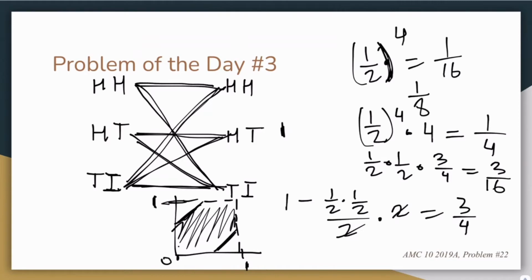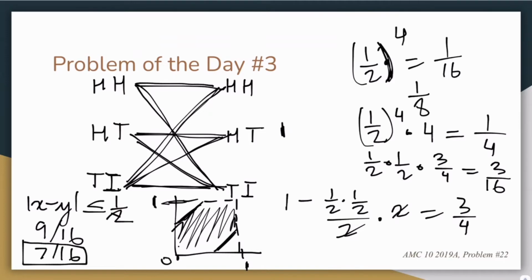The total probability that the absolute value of x minus y is less than or equal to 1/2 is then just 9/16. So the probability that the absolute value of x minus y is greater than half is just 7/16, which is our answer.